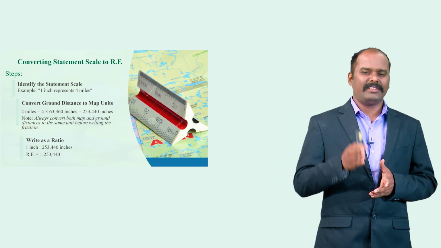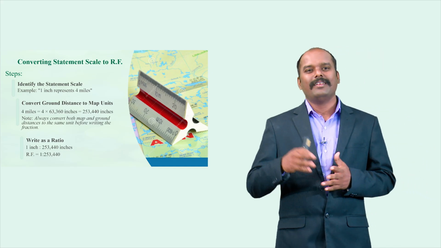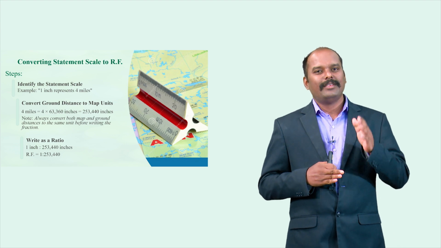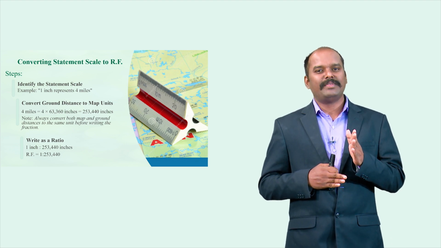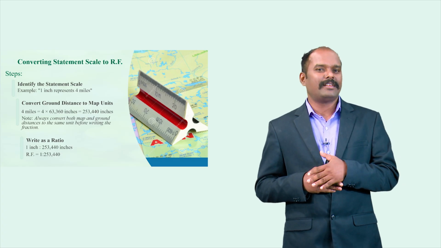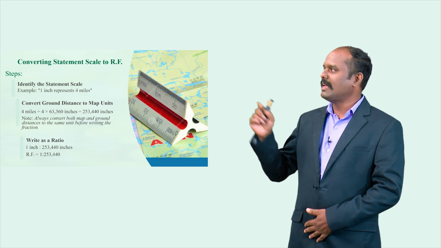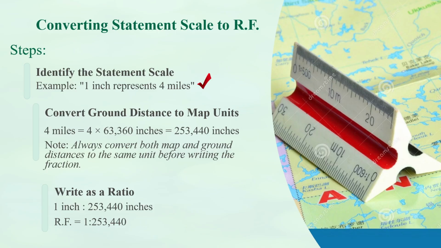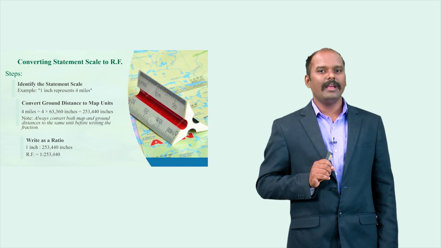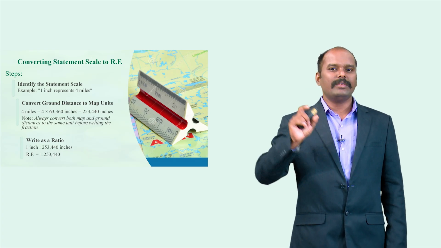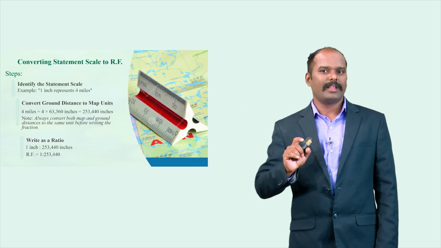Here are the steps. These are very basic exercises, I know, but it is okay. There are 3 basic steps to convert a map scale from statement type to representative fraction. The first one is to identify the statement scale, where the scale is written or mentioned in the map. Here is one example problem: 1 inch represents 4 miles. We want to convert this statement method into representative fraction style.